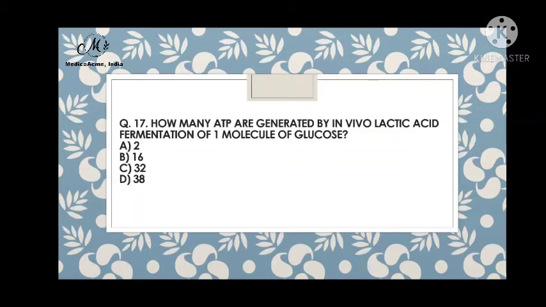Question number 17: how many ATP are generated by in vivo lactic acid fermentation of one molecule of glucose? This is again a direct question from biochemistry. Biochemistry is very important for every exam, from NEET, where it is known as biomolecules and plant physiology, to NET, where it has a separate discipline, plant physiology and biochemistry. The options are A, 2, B, 16, C, 32, D, 38. All the options are irrelevant except A. So A is the correct answer.